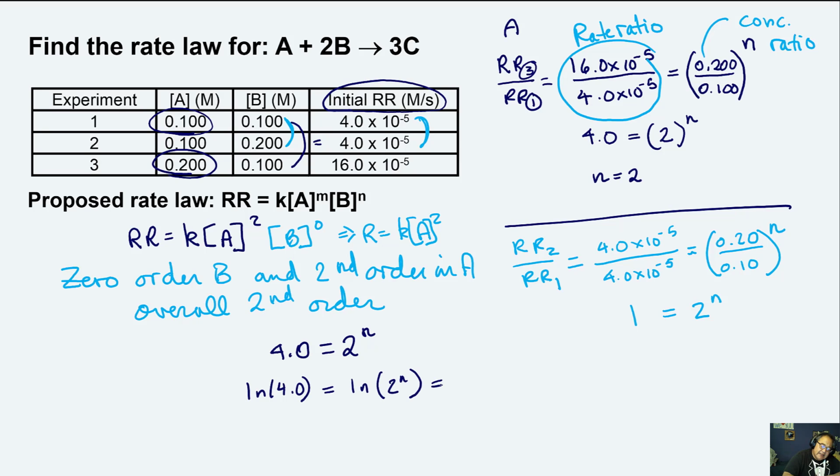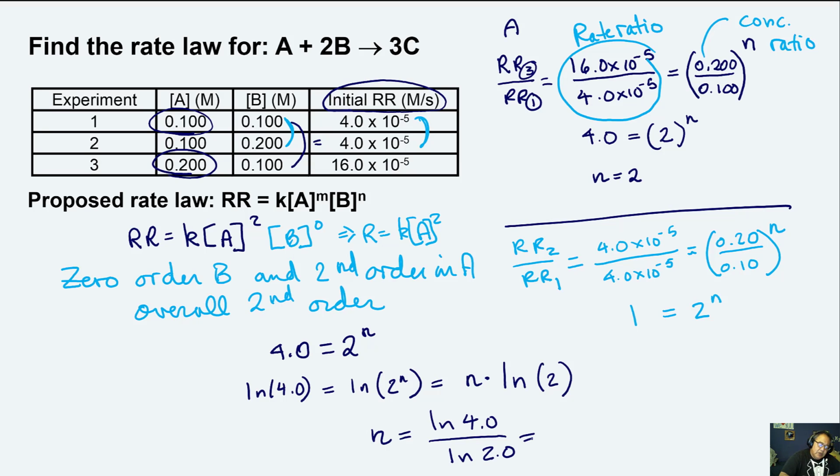Like this, and the right hand side becomes this, because the exponent you can multiply by the natural log of 2. And now you can solve it algebraically. n is equal to the natural log of 4.0 over, and this was actually, I think, 2.0 as well, but we'll just do it like it's the natural log of 2.